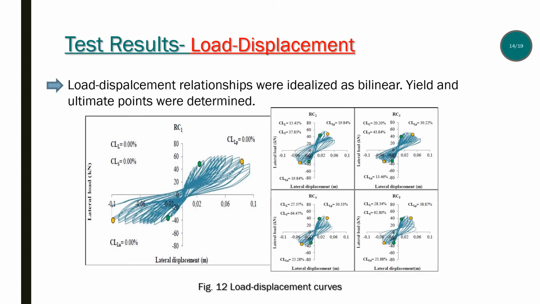Load displacement curves were idealized to determine yield and ultimate loads. Green points show yield loads and yellow points show ultimate loads. Corrosion levels of longitudinal bars and stirrups are shown on the load displacement figures. Also, corrosion levels of longitudinal bars for positive and negative directions are shown on the figures. Overall, if you look at these figures, the number of cycles, in other words energy capacity, decreased as the corrosion levels increased.